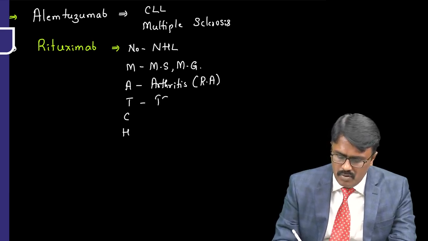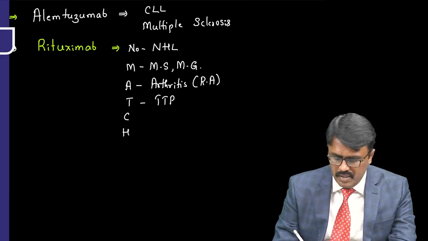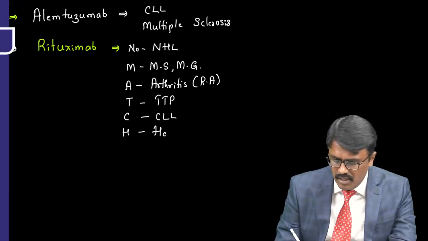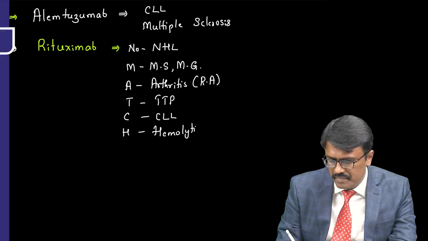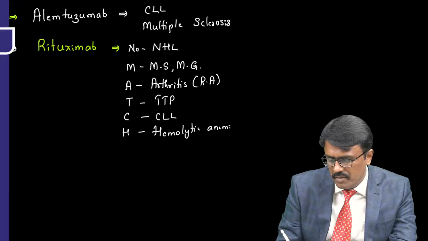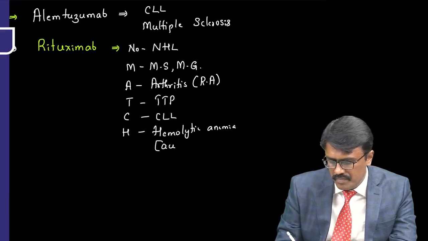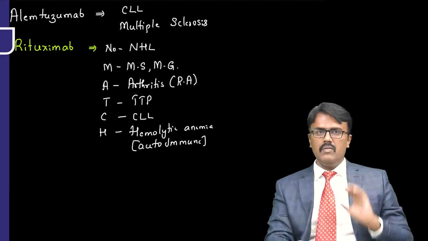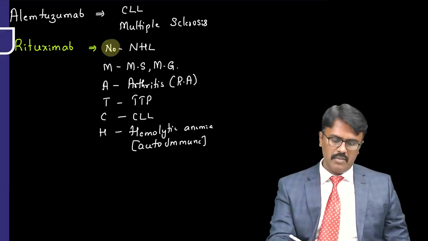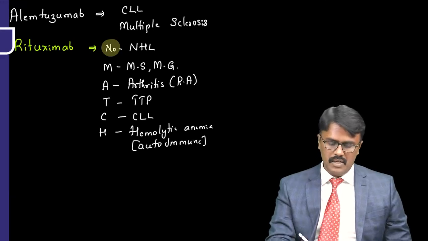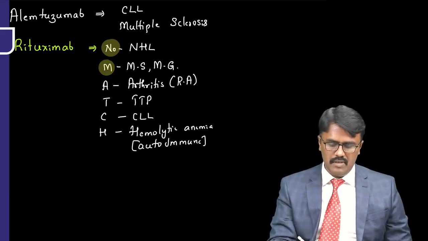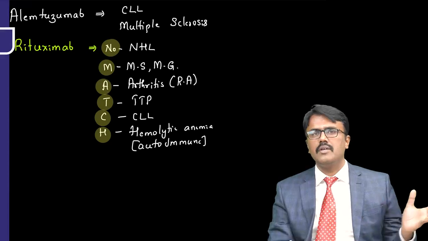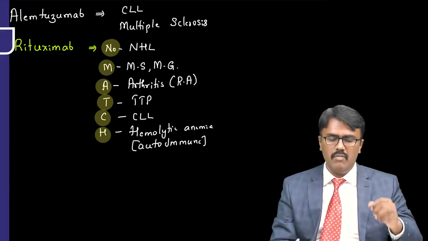TTP, it is used in thrombotic thrombocytopenic purpura. It is also used in CLL, and also it is used in hemolytic anemia. Which hemolytic anemia? If it is due to an autoimmune process, autoimmune hemolytic anemia, we can use it. The mnemonic is no match. Non-Hodgkin's lymphoma, I told you the regimen is R-CHOP, multiple sclerosis, myasthenia gravis, rheumatoid arthritis, TTP, CLL, and hemolytic anemia, which is due to autoimmune disorders. So we can block CD.